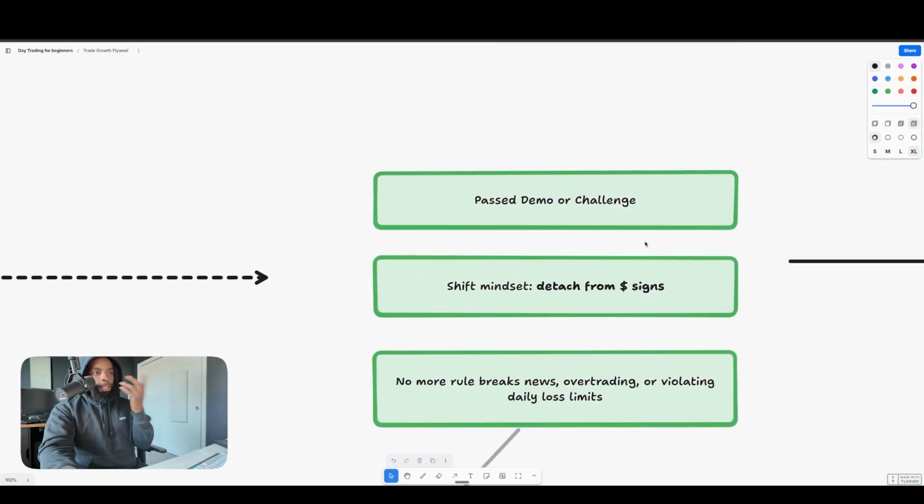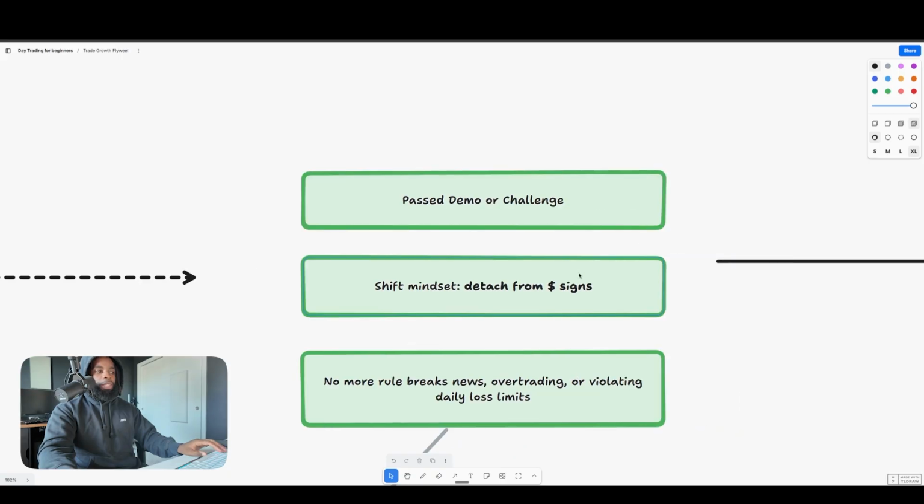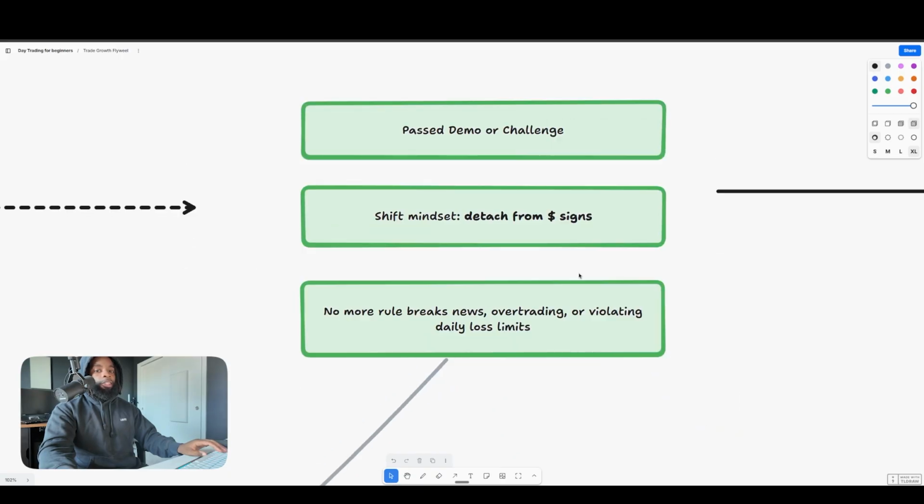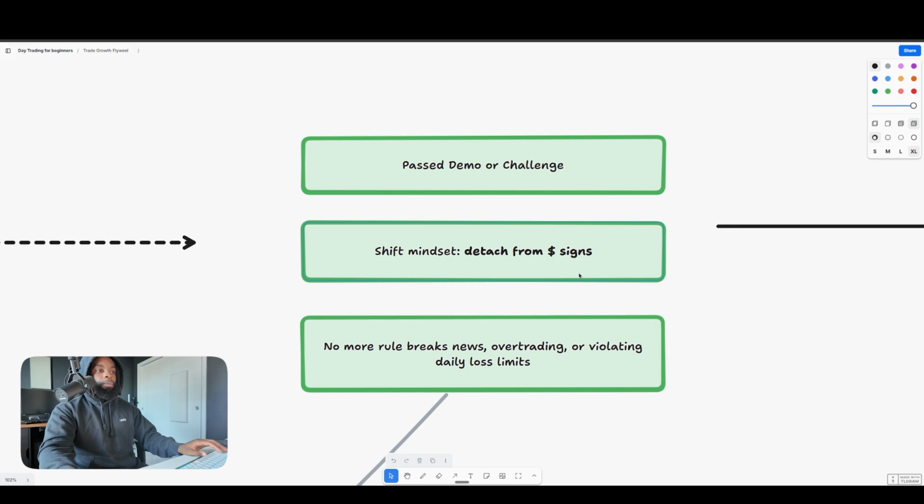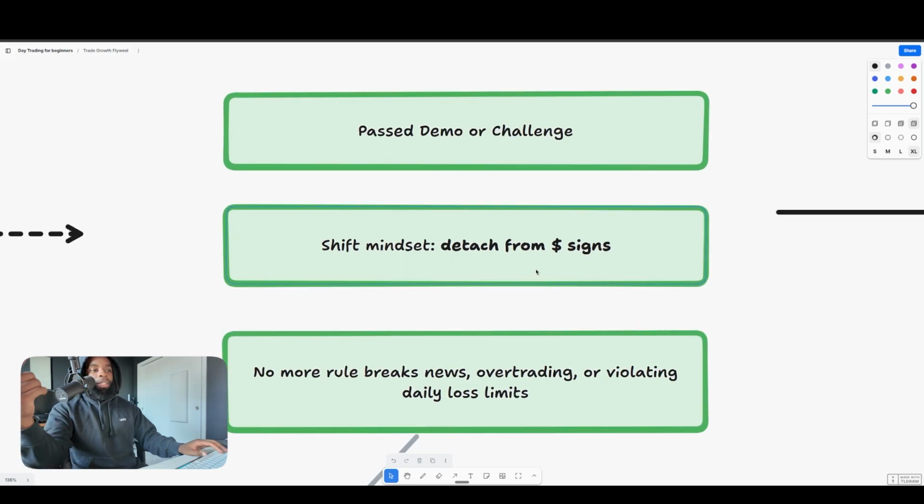Okay, so let's assume that you pass the demo or you pass the challenge account, because I know a lot of you guys still trade demo accounts thinking that is the way, and it is, but only just to create a strategy. You want to now shift your mindset. Detached from the dollar amount. I hear everybody say, oh, my goal is to make $200 per day, or my goal is to make $500 per day. I don't even do that anymore. If I was to stick with that rule, I probably would have blown more accounts than actually grew more accounts.